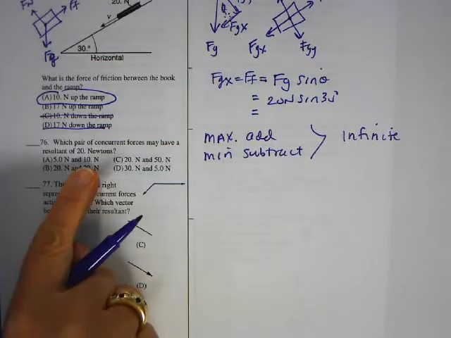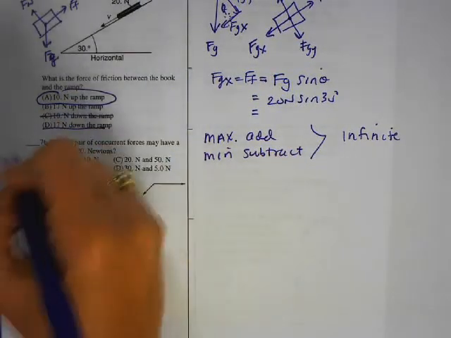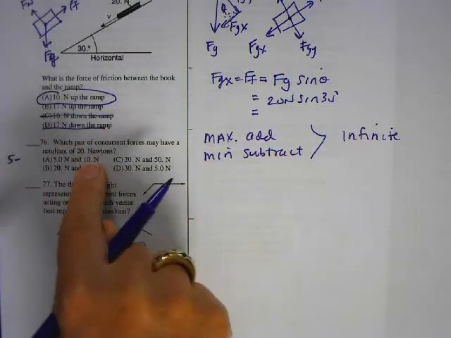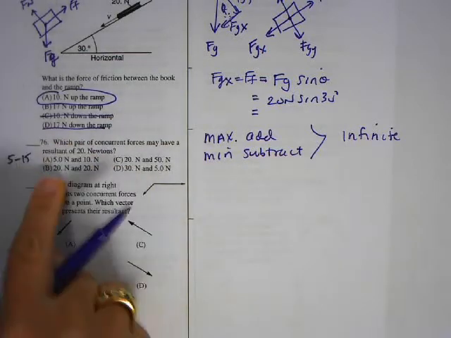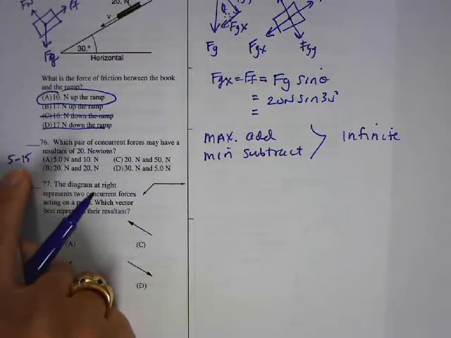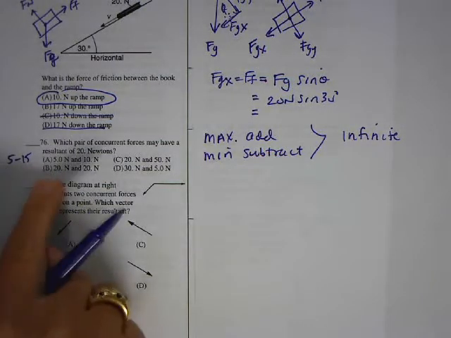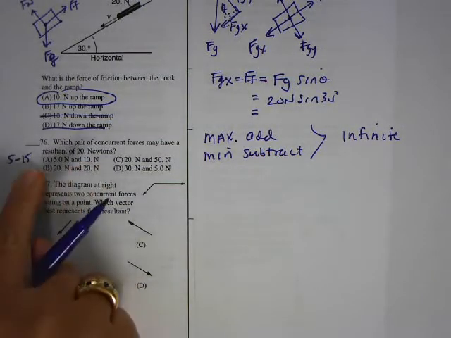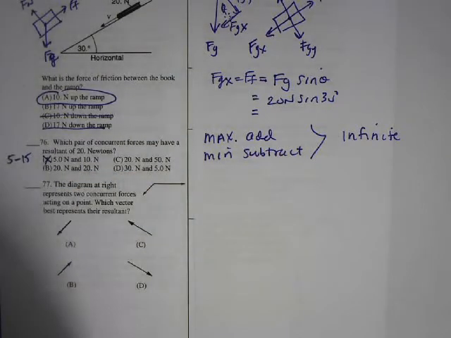When I subtract them, 10 minus 5 is 5, and then 10 plus 5 is 15. So I can have an infinite number of resultants in between 5 and 15. Is 20 in between 5 and 15? No, so that answer's not correct.